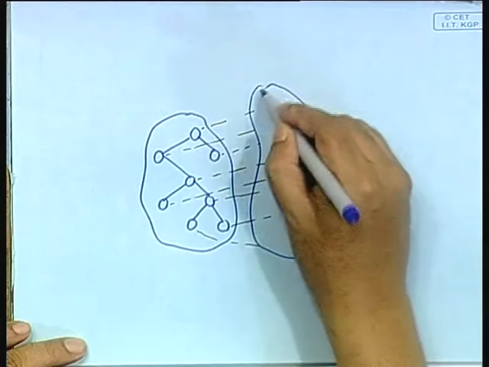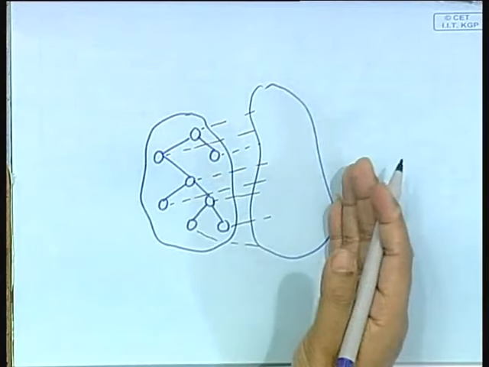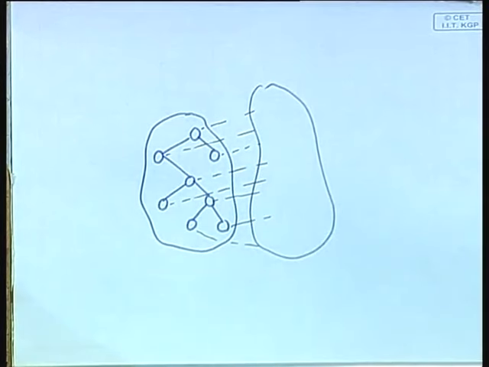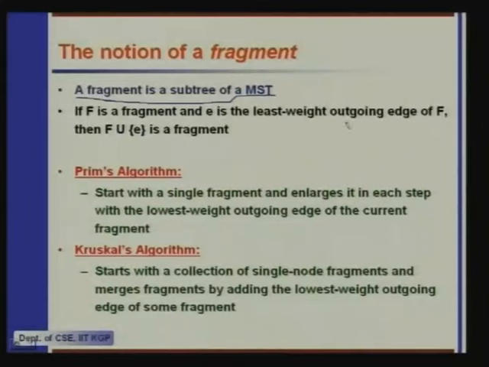So, because this is two partitions of the vertices, among these edges the minimum one has to be in the spanning tree, okay. So, if F is a fragment and E is the least weight outgoing edge of F, then F union E is another fragment. Now, the two well known algorithms for minimum spanning tree, the way in which they handle these fragments is different.